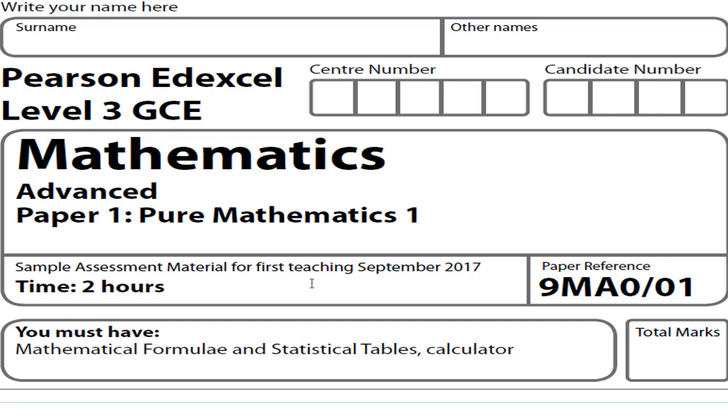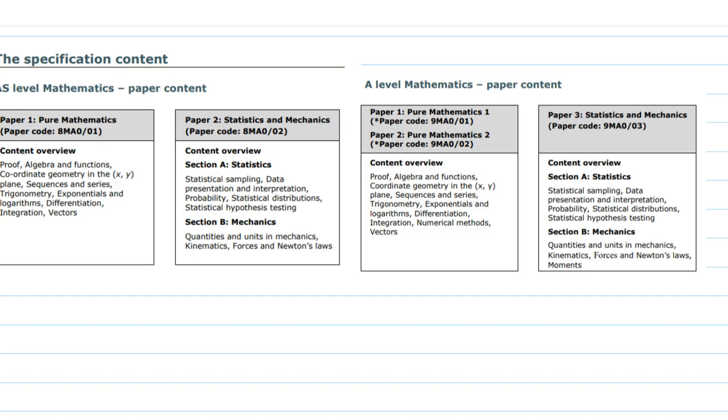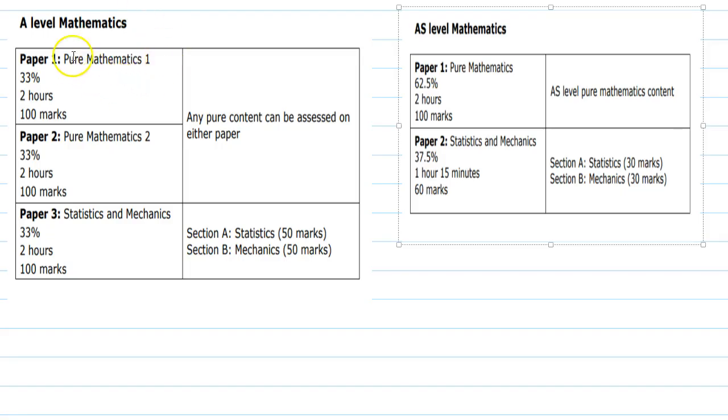Now I'm going to solve every question here, and before we solve, I just quickly want to show you what you need to do this time. So this is the pure maths paper for AS, and then the second paper is for stats and mechanics. And for A level there will be two papers, that is Pure Maths 1 and Pure Maths 2, and the last paper will be stats and mechanics, right? So, these are the overview.